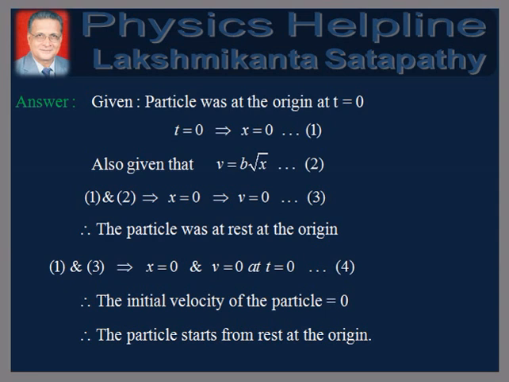Therefore, from equations 1 and 3, we get both x is equal to 0 and v is equal to 0 at t is equal to 0. Therefore, initial velocity of the particle is equal to 0. Therefore, the particle starts from rest at the origin.